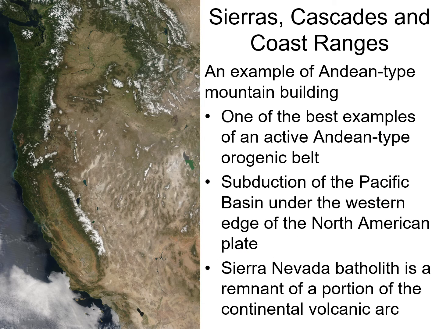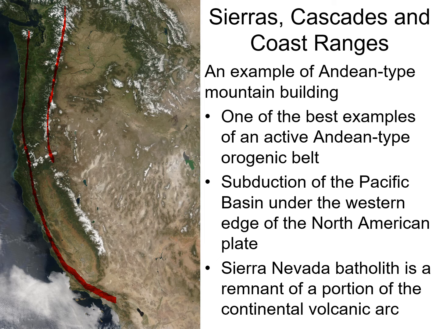Now, a great example of this we have, of course, in the Pacific Northwest with the Cascades. That is the active portion of the volcanic arc. And then running parallel to that, we have the Coast Range. Now, the Coast Range also goes down into Southern California, and that is running parallel to the Sierras, which are the former portion of that volcanic arc.